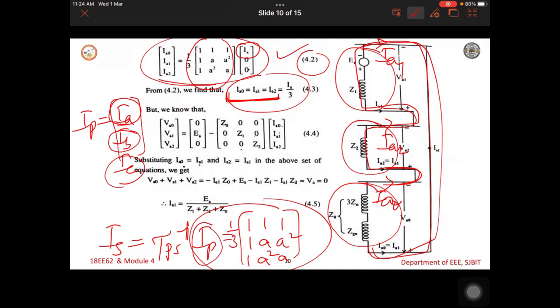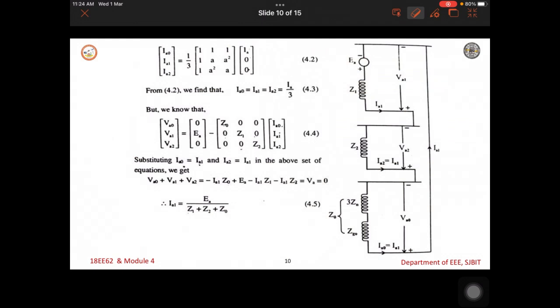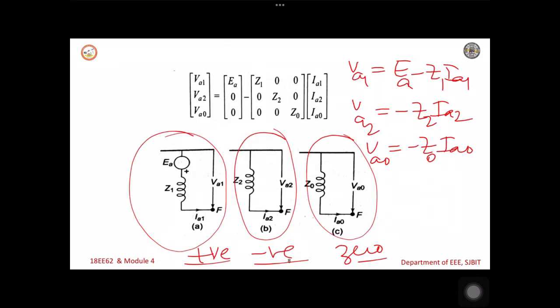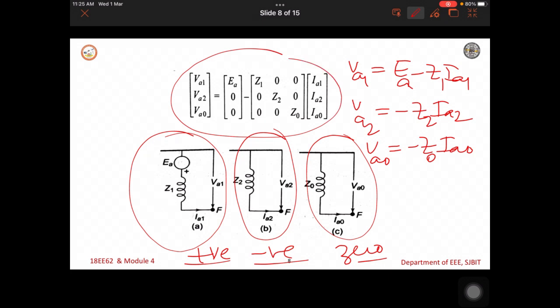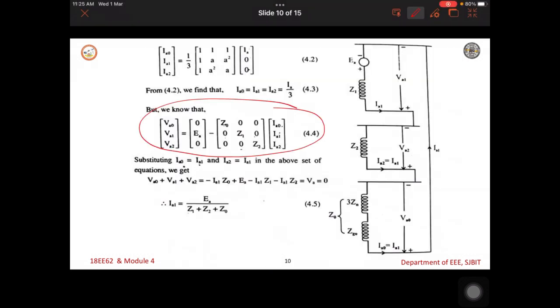And then we have to consider the voltage equation. So, in the previous slide it is shown, see here it is shown how to get this matrix equation, and this matrix equation is used for further analysis. Here we come to know from the derivation that the sequence currents are equal. So, now let us make IA0 equal to IA1 equal to IA2. With that you can get the expression for VA0, VA1, VA2, and you please add the three values.